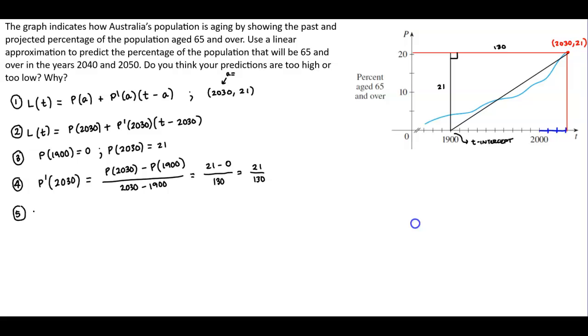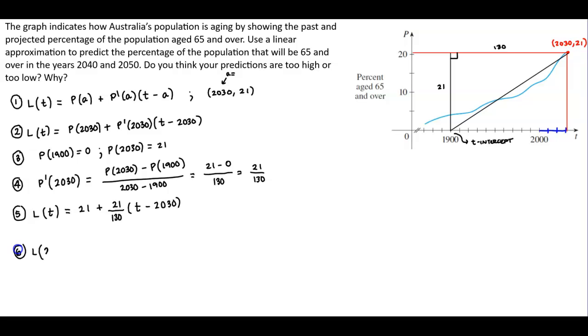Now we're going to plug it into our formula. We have P of 2030, which is 21, plus P prime of 2030, which is 21 over 130, times t minus 2030. From here, we can answer the question to predict the percentage of the population that will be 65 and over in the years 2040 and 2050.